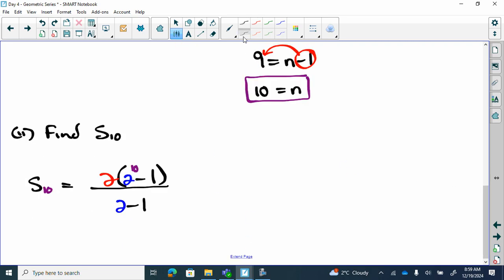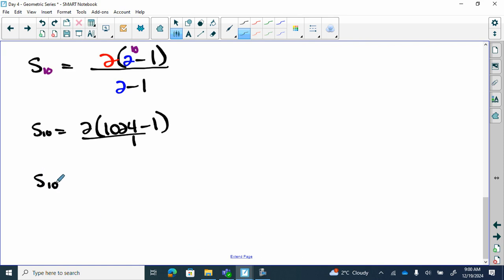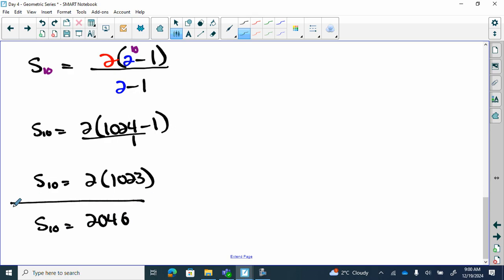So I am going to have S10 equal to 2 times 1,024 minus 1, all over 1. S10 is going to equal 2 times 1,023. I do the brackets first. Dividing by 1 doesn't change anything. S10 is going to equal 2,046.